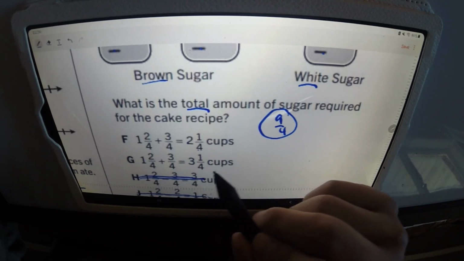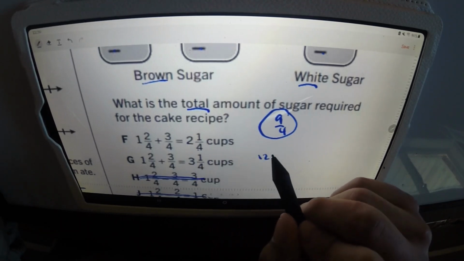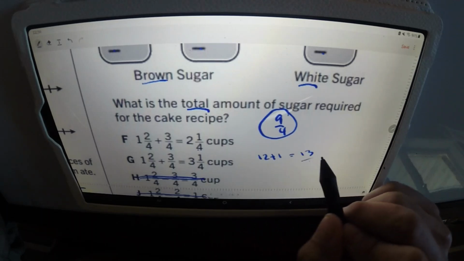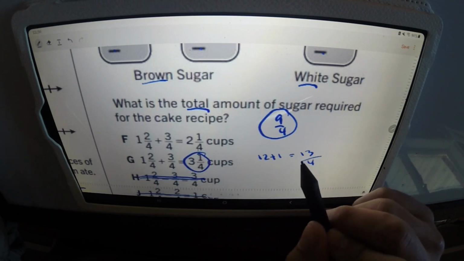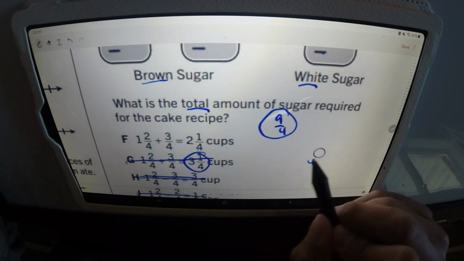4 times 3 is what? 12, right? And 12 plus 1 is 13, and then you just put the 4 underneath the denominator. So this answer right here equals 13 over 4. So that's not what we're looking for. Let's look at the other one.